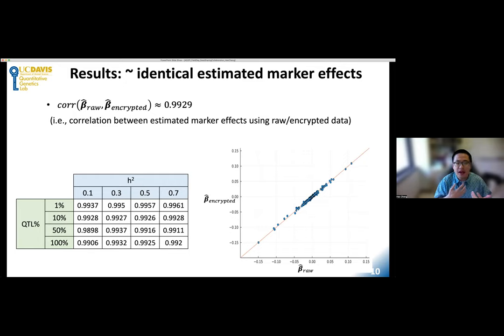We're also getting identical estimated marker effects, same idea. Using the raw data and using the encrypted data, the correlation is again very close to one. This is a table showing the result across different scenarios and different genetic architectures. And this one shows a plot of the value for each marker.